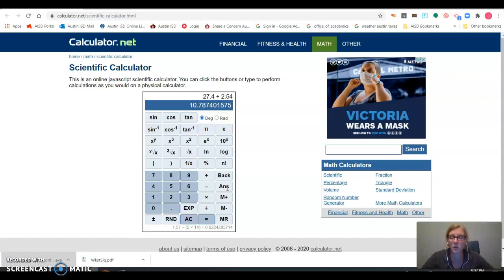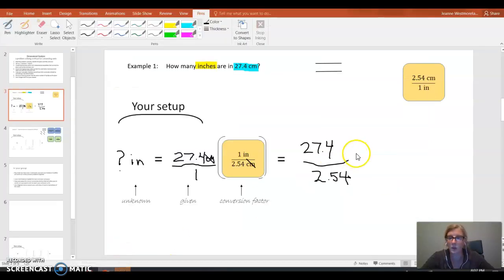And so since my original given measurement, 27.4, has 3 sig figs, I want to round the calculator answer to 3 significant figures. So I'm going to cut it off after the 7. And since the digit immediately after that is 5 or above, I'm going to round up to get my final answer.